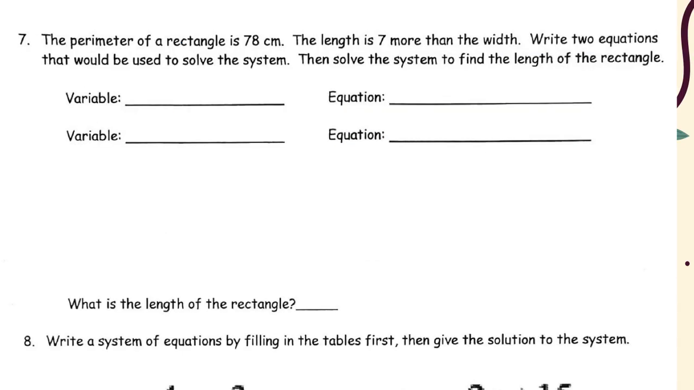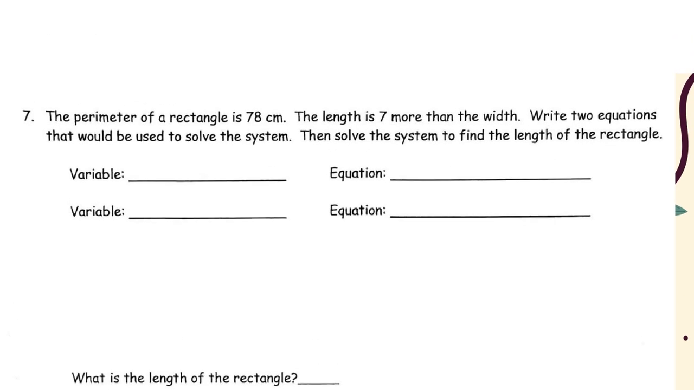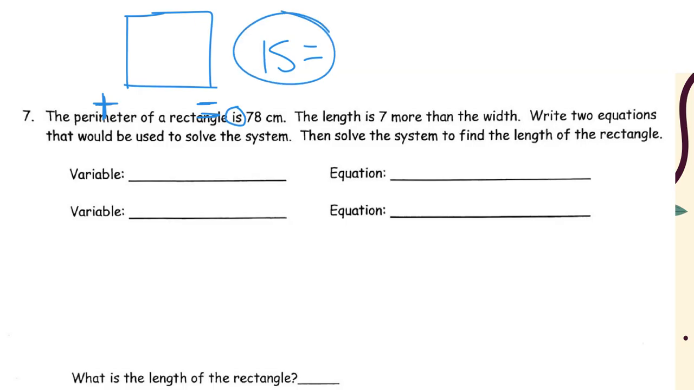What do you know about the word perimeter? All the way around. Okay, so if I'm going to draw a rectangle for you here, and if we're going to add up all of the pieces, perimeter means we're adding all the outside. Guys, this word "is" means equals. Make a little note. Is equals. So whenever you see that, is a number equals that number.